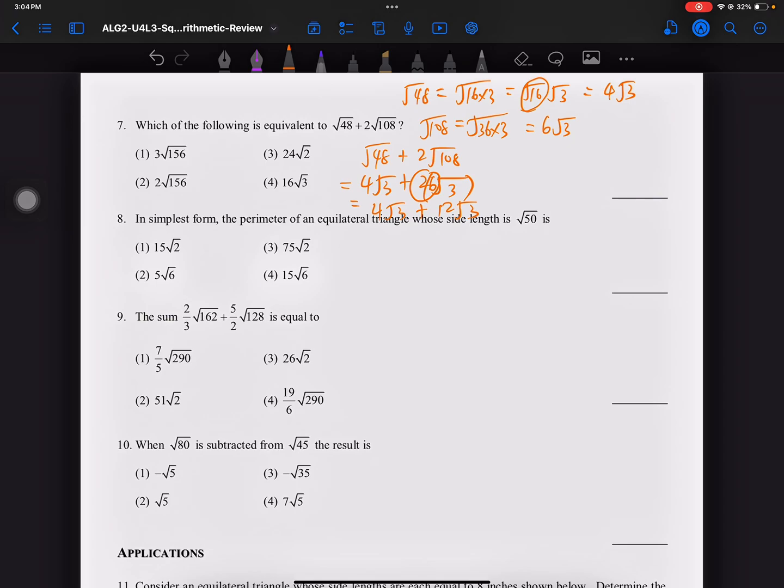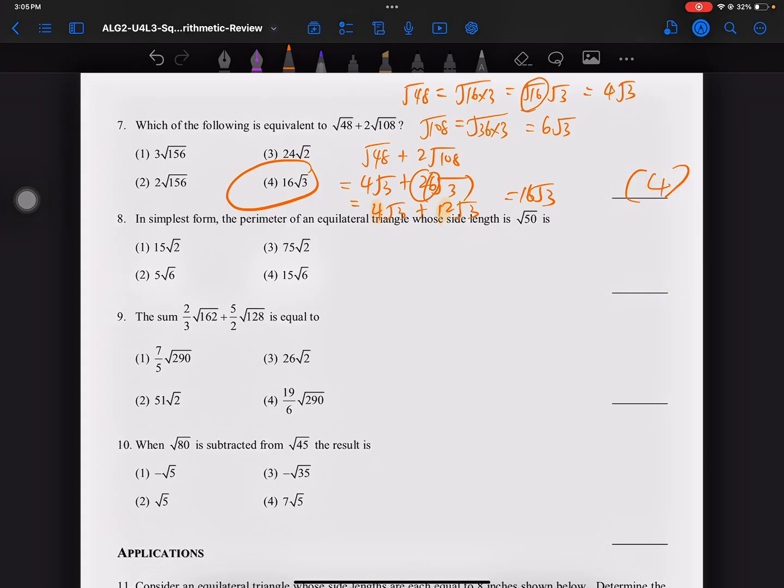So we can add the number of the front one, this one and this one. 4 plus 12 is 16√3. Okay, so we can see that our option 4 is the correct answer.